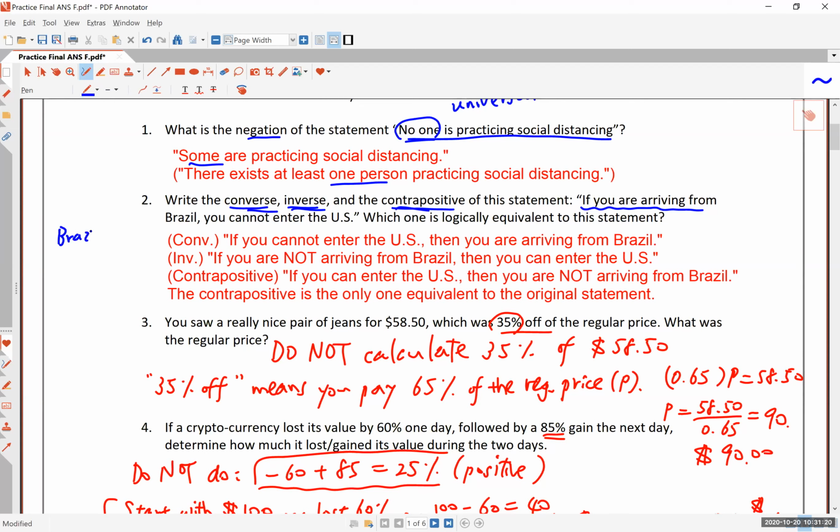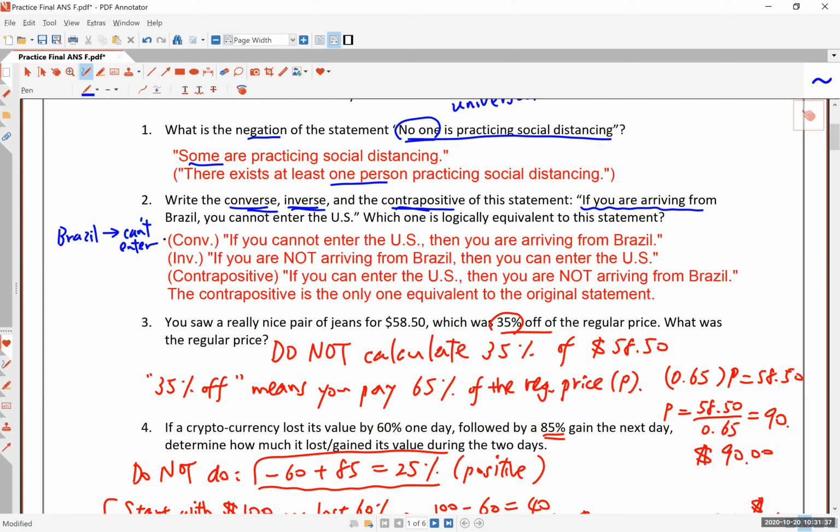So you may want to jot down the information in terms of a word or something. Basically, it's saying if you're arriving from Brazil, then you cannot enter. All right, Brazil implies can't enter.